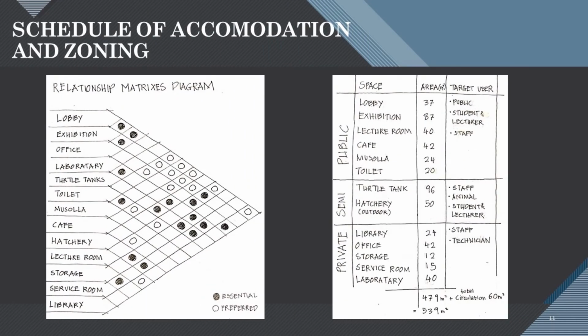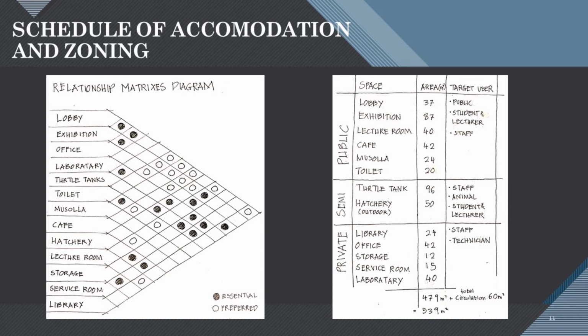Moving on to the schedule of accommodation and zoning, here is the relationship matrix diagram that shows the spatial relationship between each space. As stated before, there are 3 main categories of spaces that are used in the precedent study, which are the public, semi and private, in which I will also apply it in my building. The public space will consist of lobby, exhibition area, lecture room, cafe, musola and toilet. The targeted users of this public space will be the public, students, lecturers and also the staff.